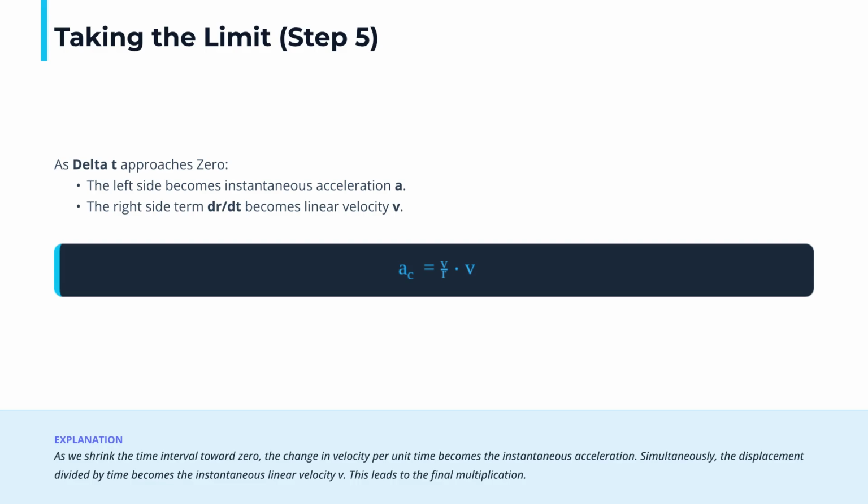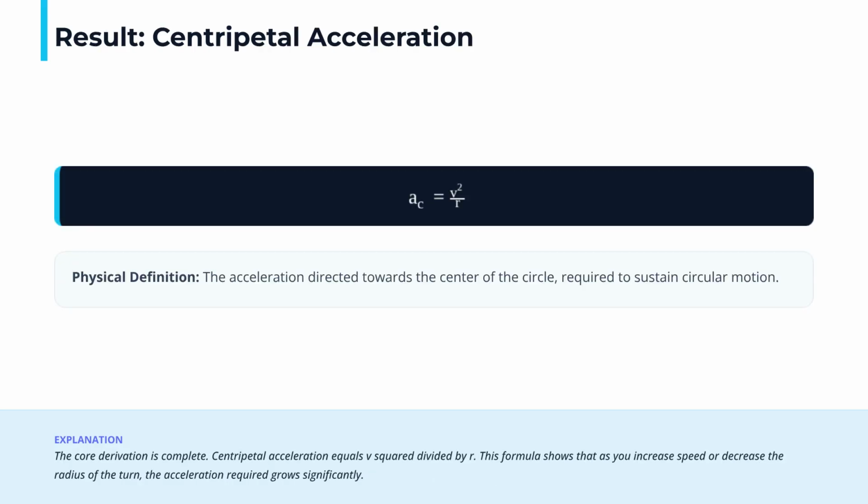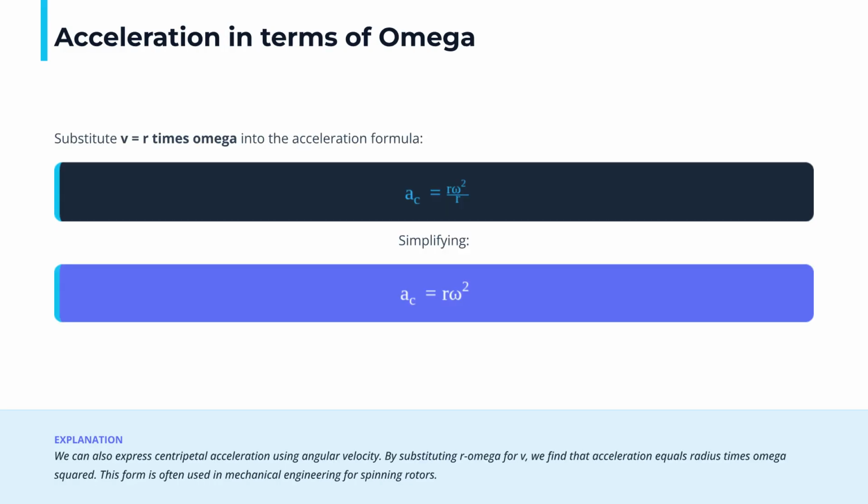This leads to the final multiplication. The core derivation is complete. Centripetal acceleration equals v squared divided by r. As you increase speed or decrease the radius of the turn, the required acceleration grows significantly. We can also express centripetal acceleration using angular velocity.